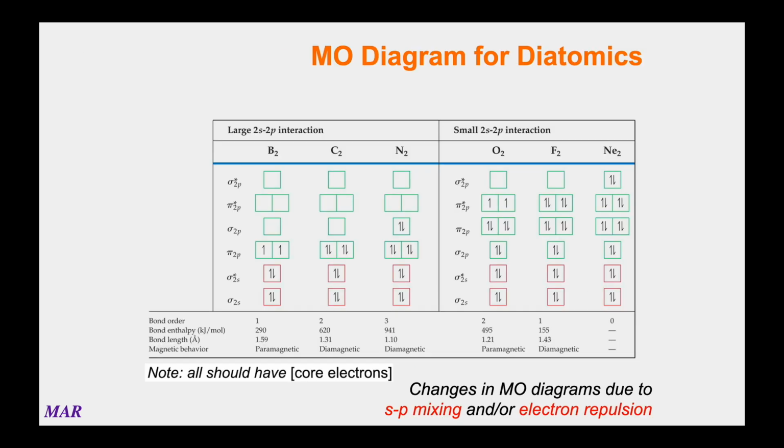This picture here shows the MO diagrams for the neutral diatomics between B2 and Ne2. And there's a left and the right.